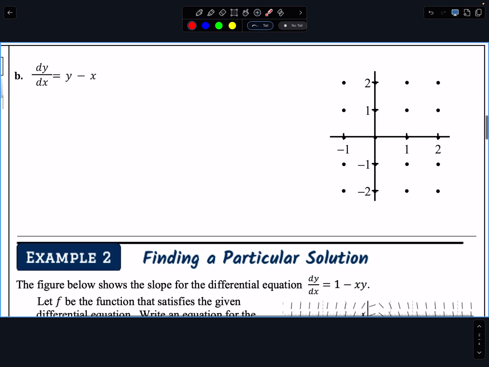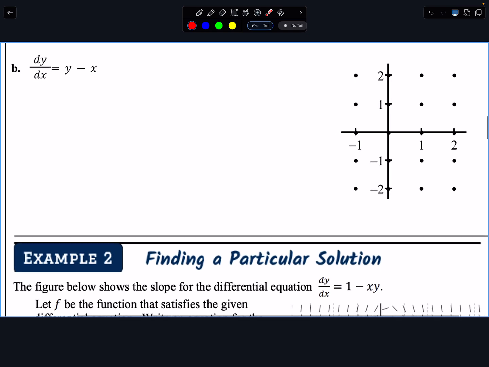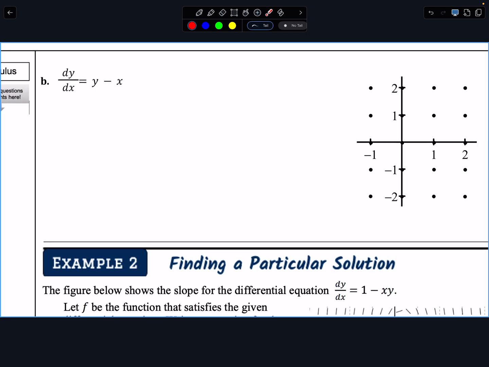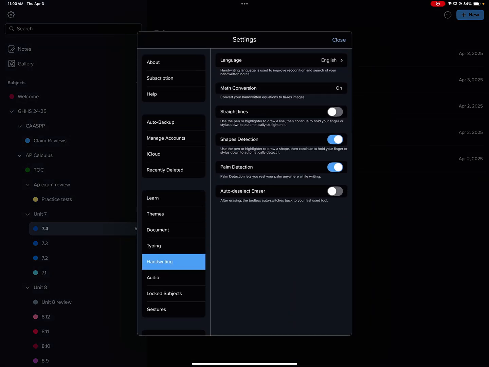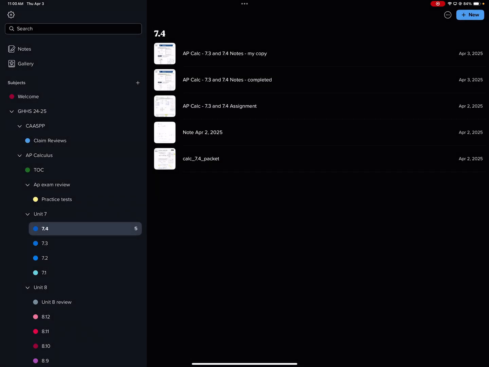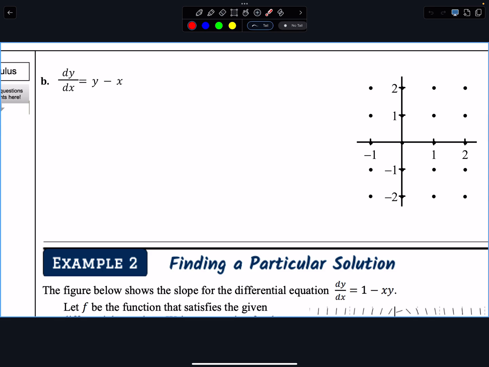This one's a little bit more annoying because it's y and x. I'm going to change a setting on my iPad real quick. Give me a second. All right, so this is how I'm going to do the table. You can do it however you want, as long as it makes sense to you. I don't care. But this is how I'm going to do it.